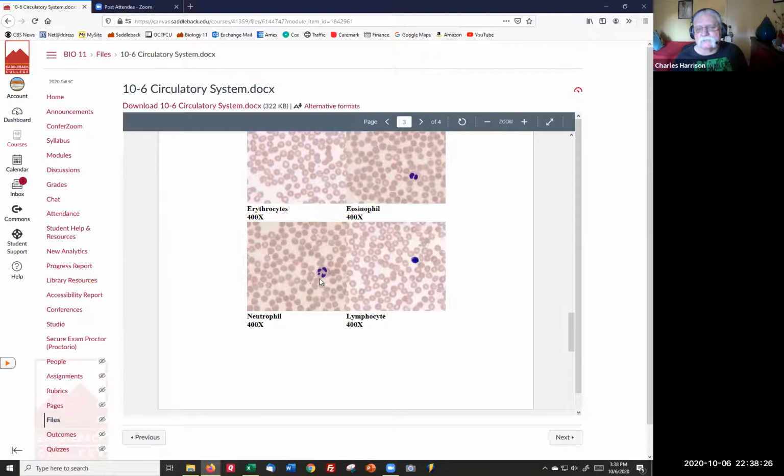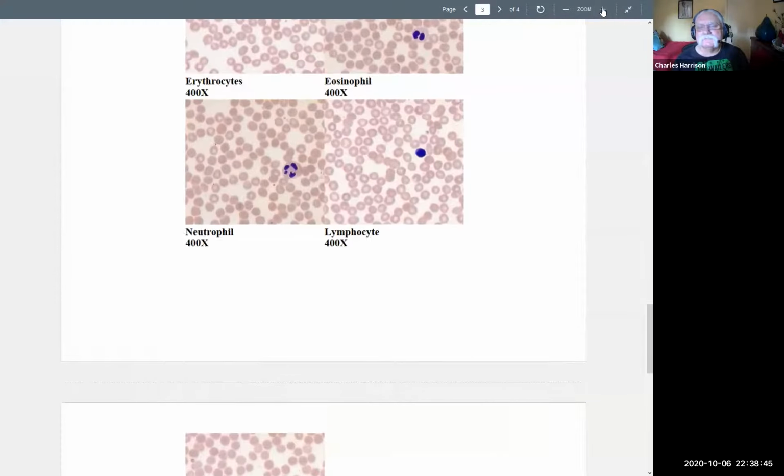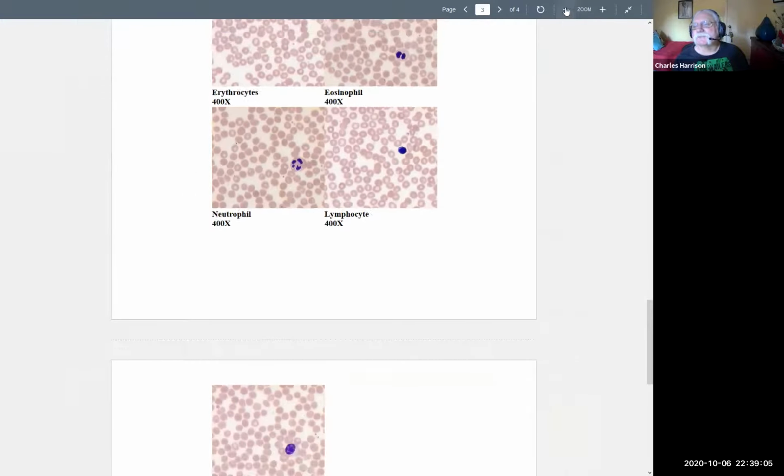Here's the neutrophil. This one has 4 lobes. It's multi-lobed. There are small granules in there. This is the neutrophil, our first defense against infection once any infective agent gets inside of the circulatory system.